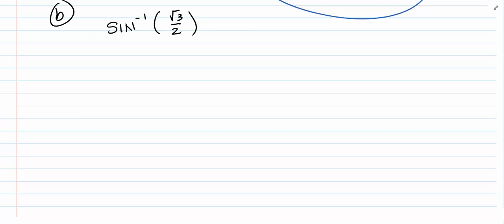All right, the inverse sine of root 3 over 2. So what does this mean to us? What's the meaning behind it? What are we looking for? The angle whose sine is root 3 over 2.